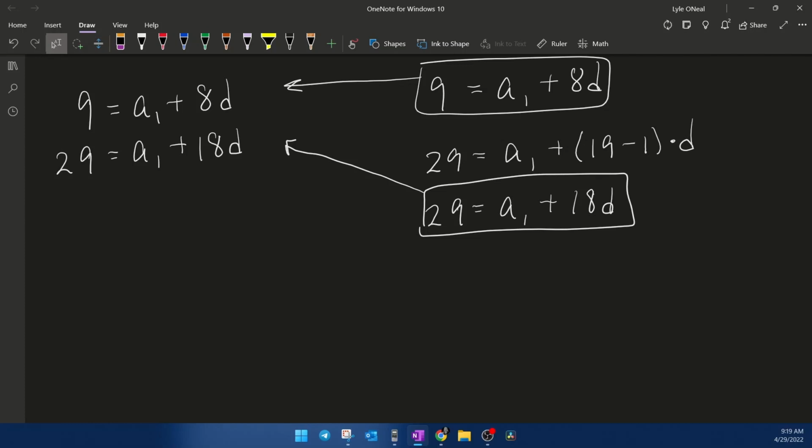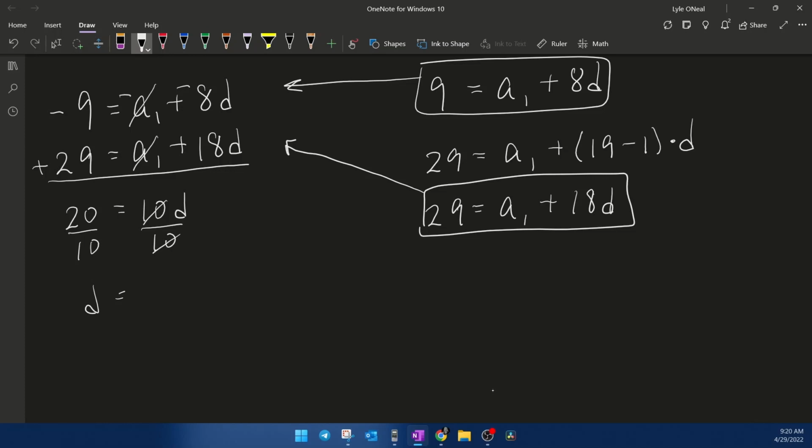All right, so notice what I've done here. I've simply recopied my two equations over here on the left, and I have decided that I'm going to use the elimination method. It's going to be super easy to take the first equation and distribute a -1. That will change all the signs, and then I can add up and down, and that will eliminate the a sub 1's. 29 minus 9 is 20. 18 minus 8 is 10d. And then if I divide both sides by 10, I'm going to have the common difference.